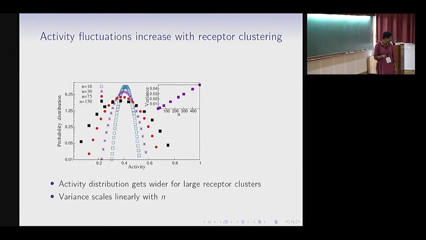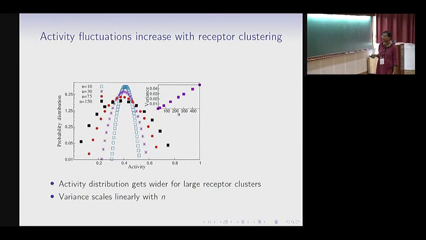So now I come to my data. So first, we wanted to see that, as in our model, as I increase the receptor clustering, we indeed have higher activity fluctuations, what they had seen in experiment.